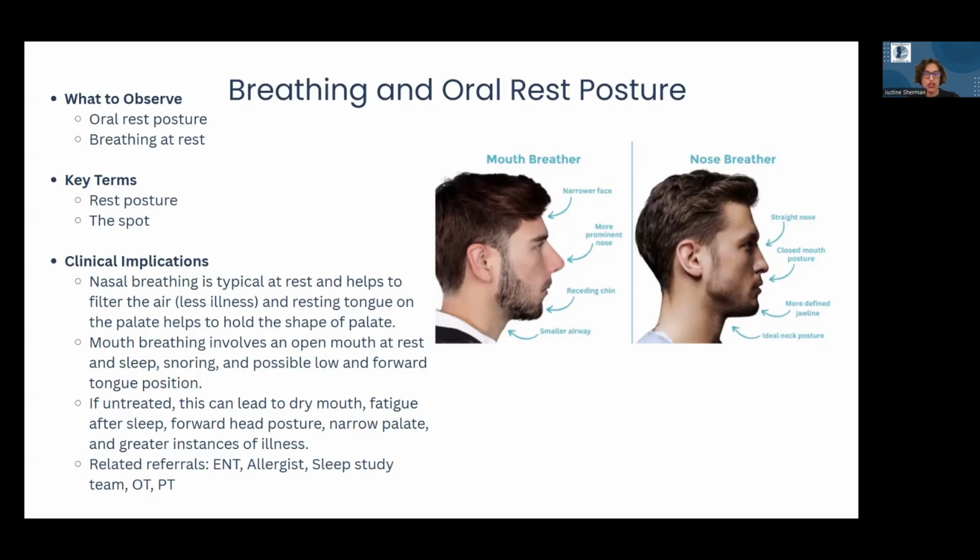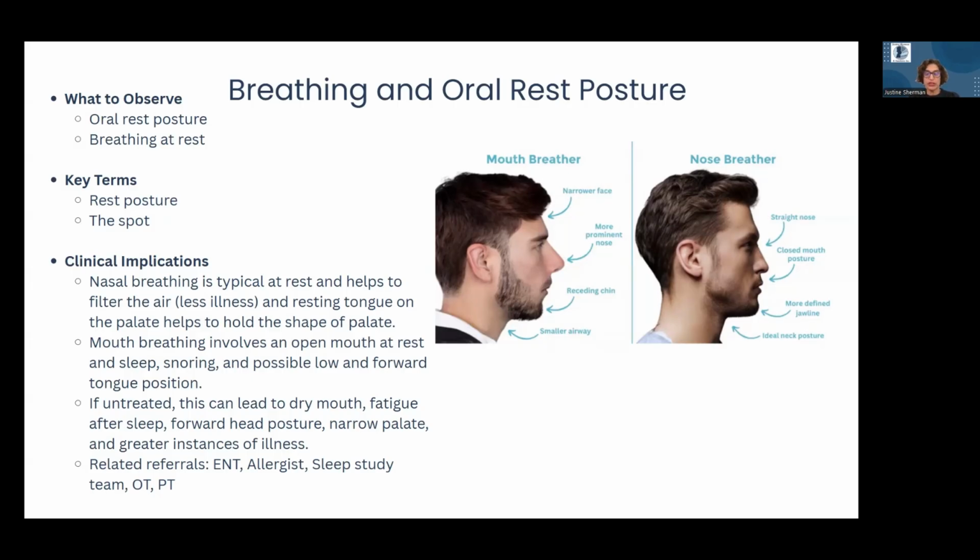So rest posture is so powerful because it happens 20-plus hours out of the day, which is far more impactful negatively than what we do in a 30-minute session to try and fix it. So therapy can't override inefficient rest posture if structural or airway barriers are present. That carryover depends on the system being able to rest in a functional position.